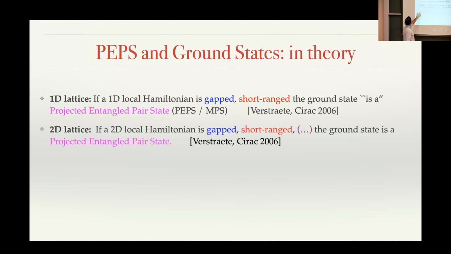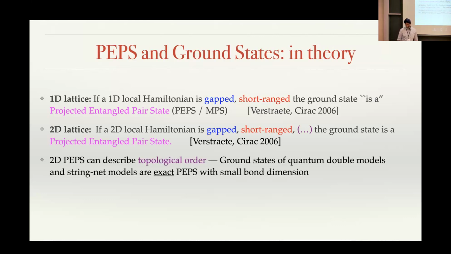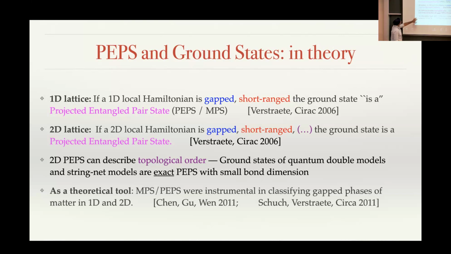In two dimensions, you need a few more adjectives, but there are theorems saying the same thing. And the other nice thing about PEPS in two dimensions is that they can describe topological order, which is a characteristic of only two-dimensional systems. In fact, ground states of all your favorite topological models, quantum double models, which include the toric code and string-net models, are exact PEPS with a small bond dimension. Because of this, both MPS and PEPS in higher dimensions have been used as a theoretical tool to classify gapped phases of matter in 1D and 2D.